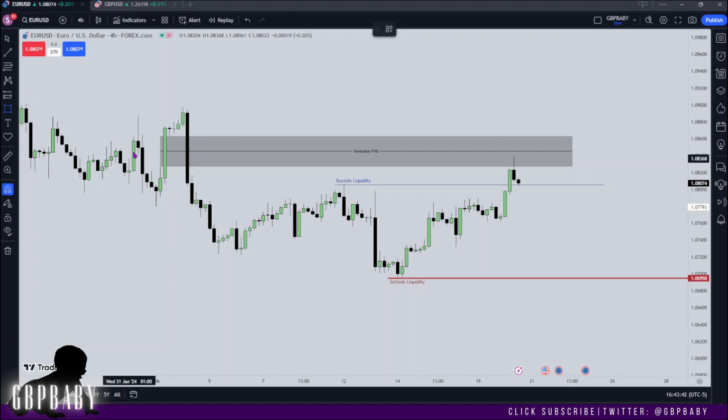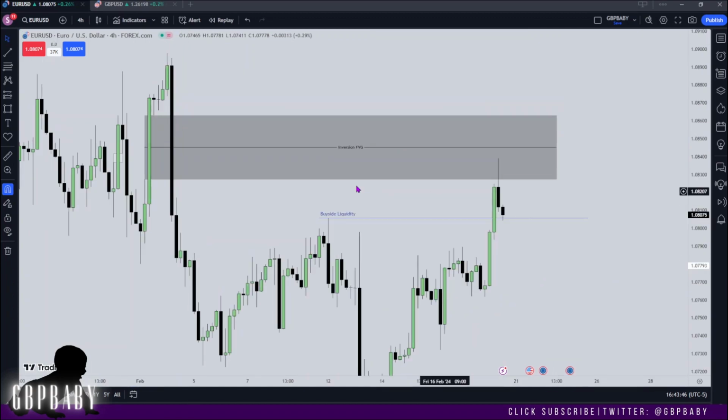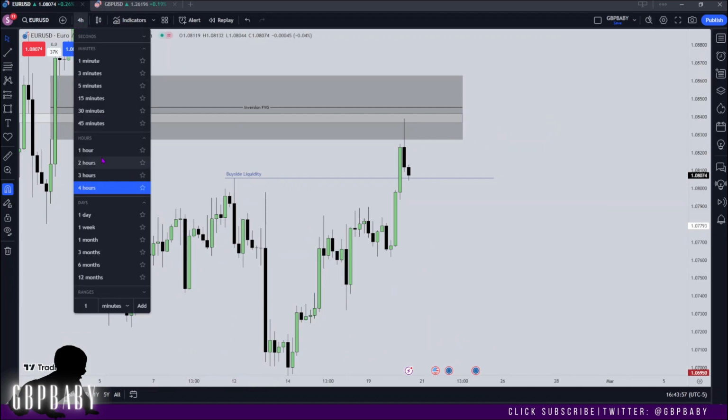Another thing to take note of is there's a gap here that's been traded through many times. Upside, downside, and upside again. Let me just mark that out right here. And you can see we traded to the midpoint of that as well. So that's something quite interesting. Let's go to the 1 hour.